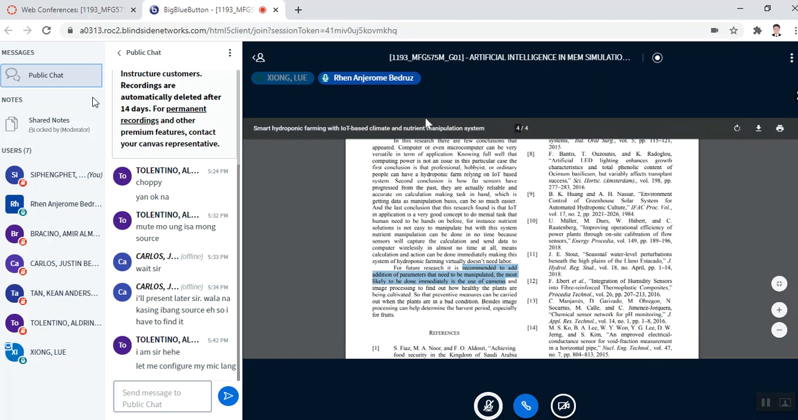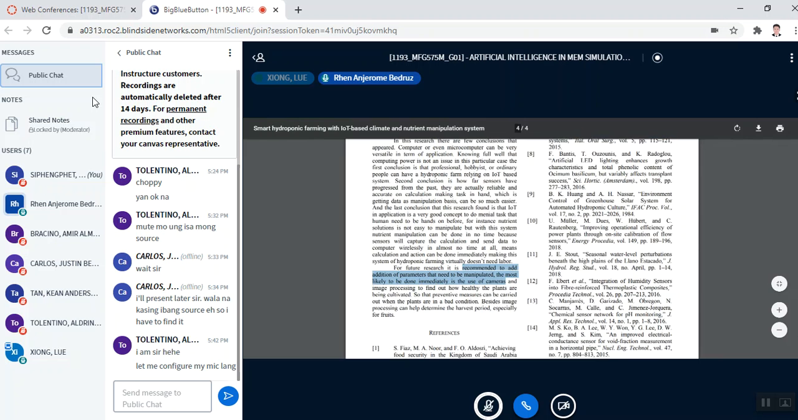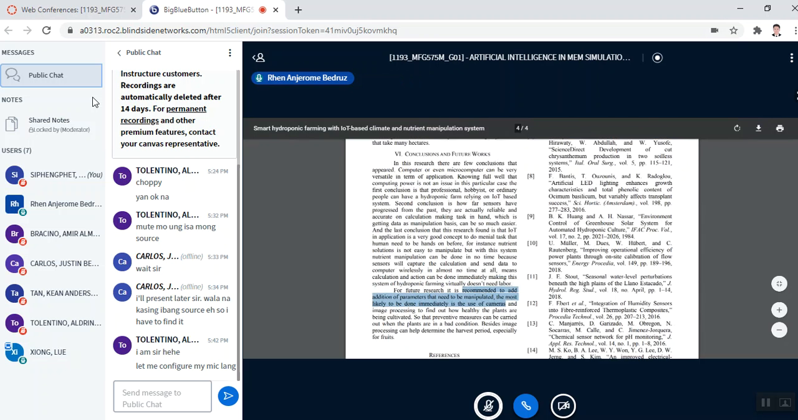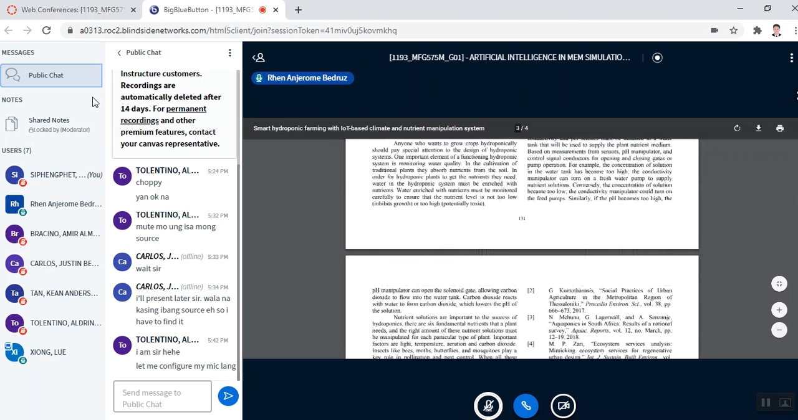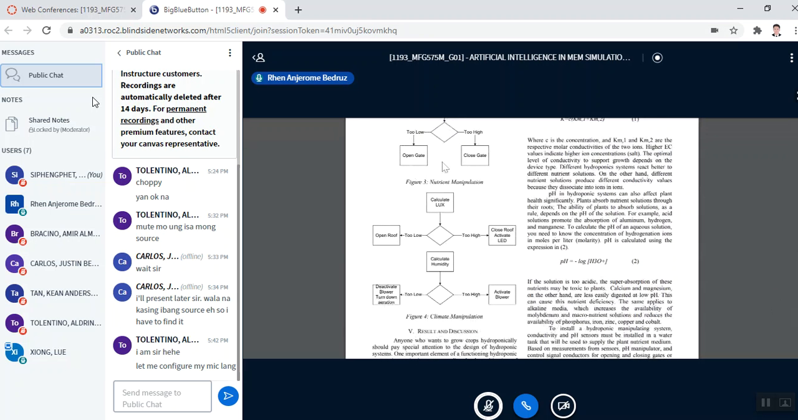Okay, good. So in this case, his research is more of a smart hydroponic farm. My comment here is that the method of making a smart hydroponic farm is not in this paper. This is not yet deep artificial intelligence. This is more of a basic one. As you can see in the climate manipulation, that's a basic one. But that's okay. That's good.